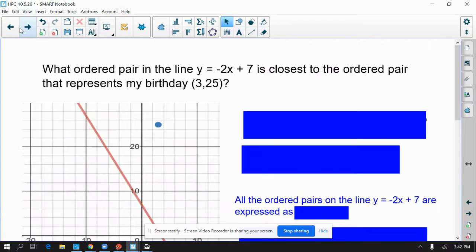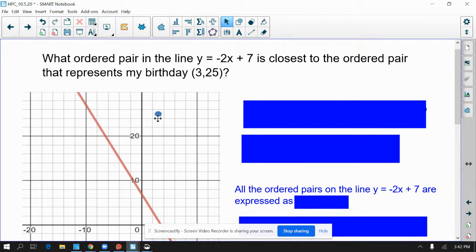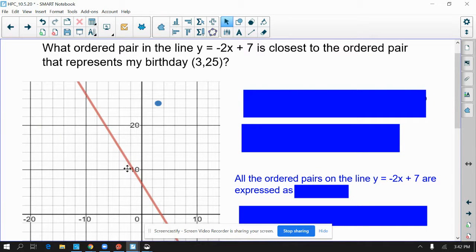This one is really interesting. There's a line, y equals negative 2x plus 7, and my birthday is March 25th. So there's that ordered pair, 3 comma 25. Now this line has trillions and trillions of ordered pairs on it, doesn't it? It has many, many ordered pairs on this line. Well, which of those ordered pairs is closest to 3, 25?